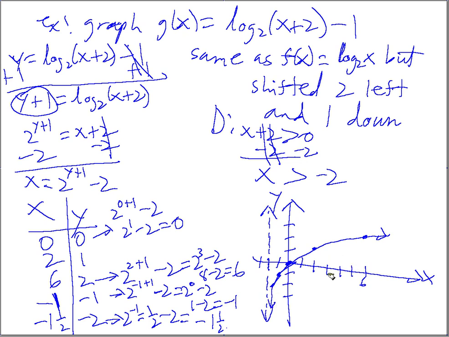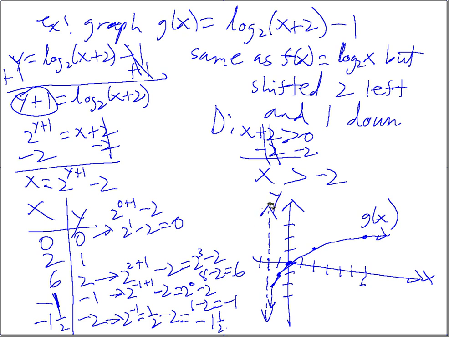So yeah, we're shifting 2 to the left and 1 down. But again, you have to get the original graph alongside it to compare. But again, don't worry about translation so much. Just know how to convert these log functions into an exponential equation to make your table and get the graph properly.